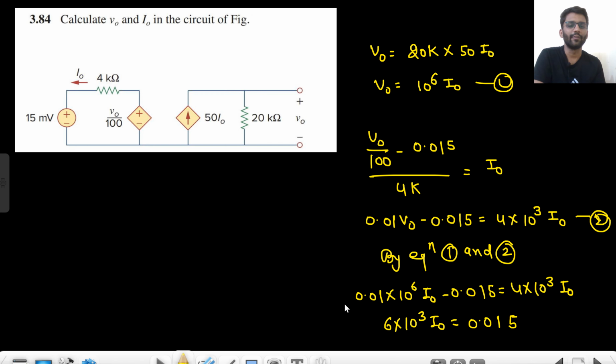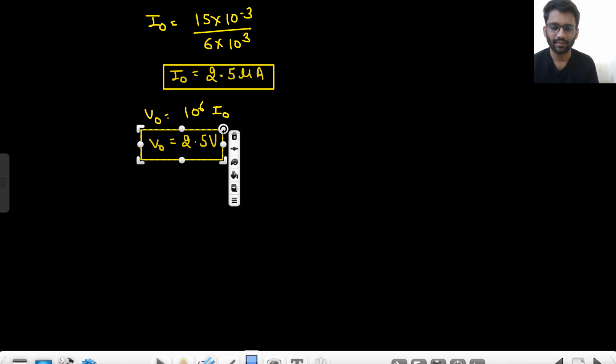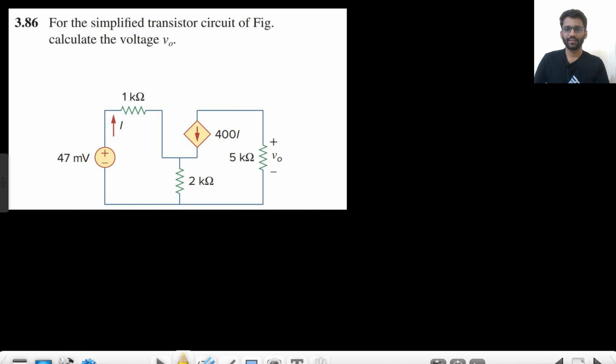Now what will be the value of V naught? V naught will be equals to 2.5 volt, because V naught is equals to 10 to the power 6 I naught. That means it will be equals to 2.5 volt, right? Okay, let's move on to the next question.